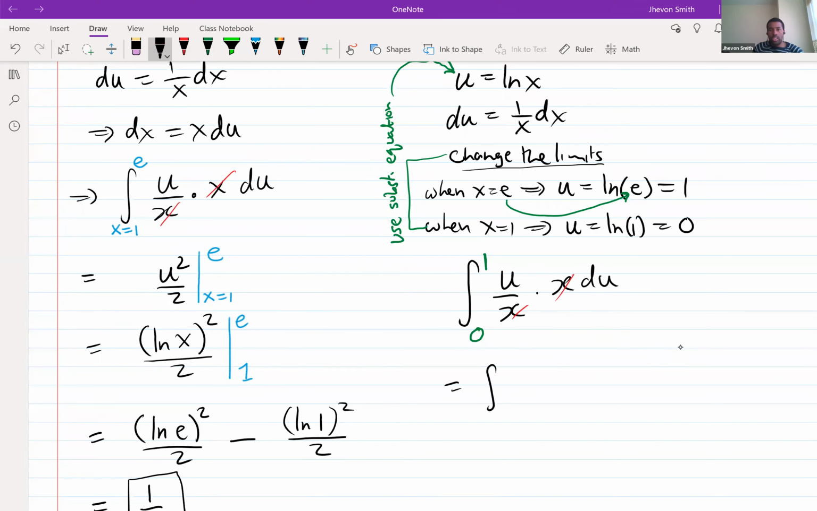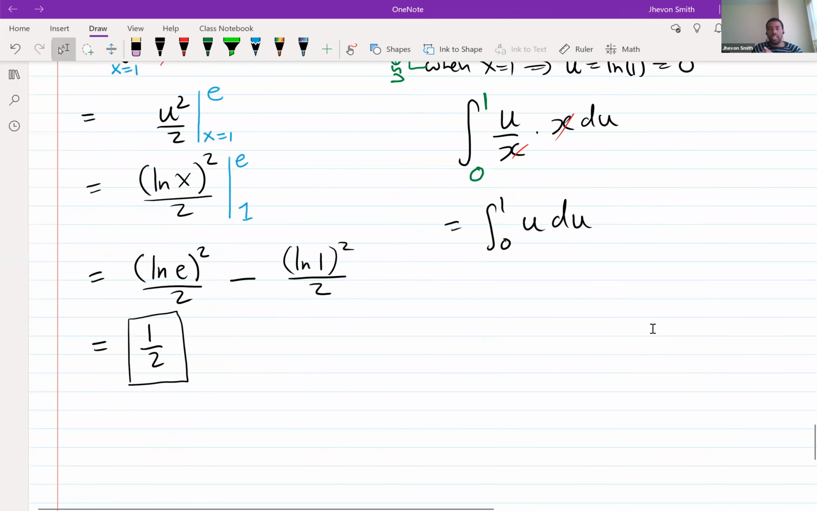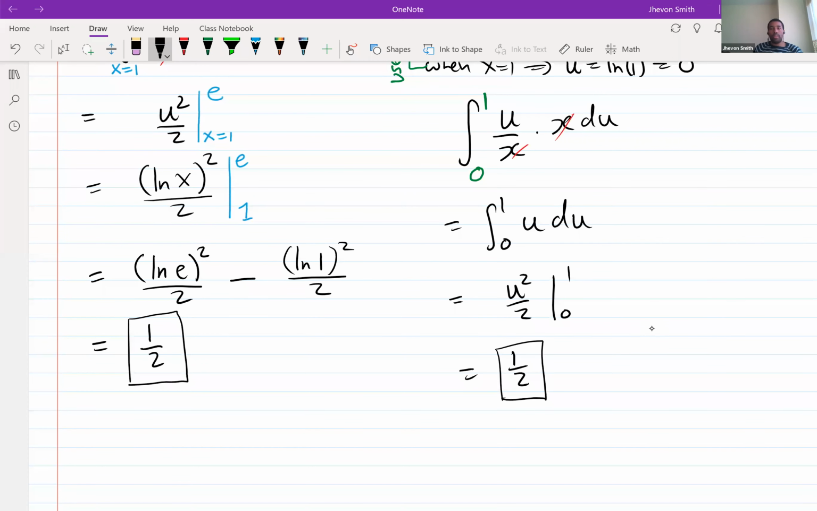Now, essentially, you just have the integral from 0 to 1 of u du. And at no point is it necessary to go back to x's now, because this is completely in terms of u's. So I can have u squared over 2 between 0 and 1. Take the 1, plug it in, I get a half. Minus a 0, plug it in, I get 0. So I get a half. You'll notice here in this situation, back substitution is not necessary.